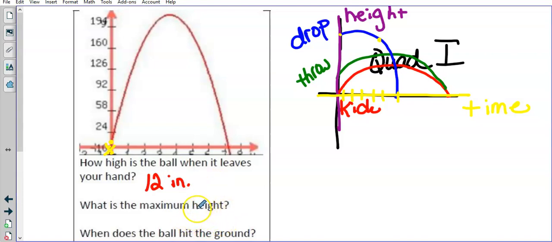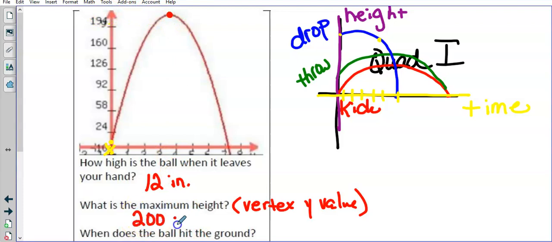What is the maximum height? Okay, so maximum height, I'm looking for the vertex y value. Because think about that. The y-axis is my height. Okay, so I need to look right here at the top at the maximum. And it looks like, okay, this is 194 right here. So I'm going to say about 200. I'm just guessing. About 200 inches.